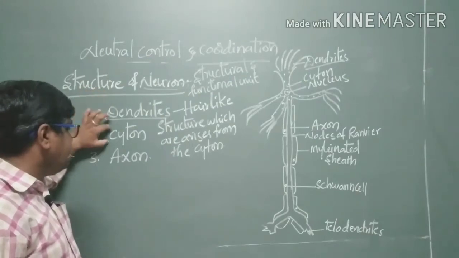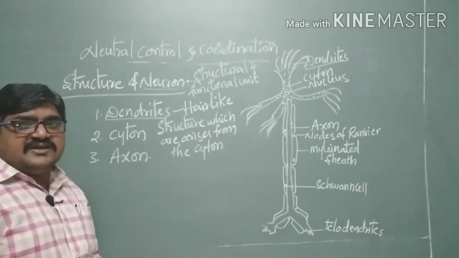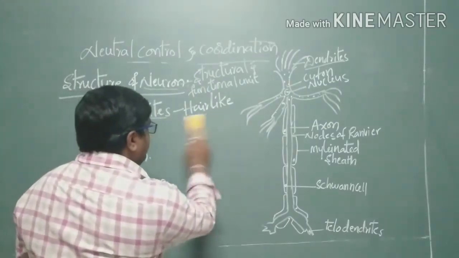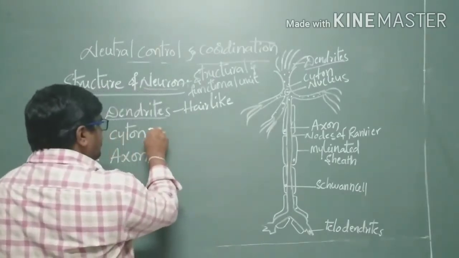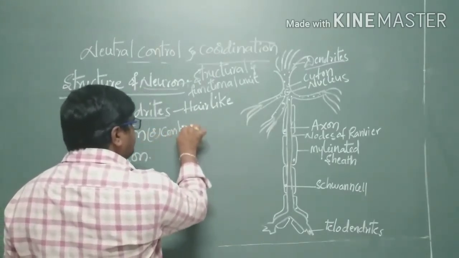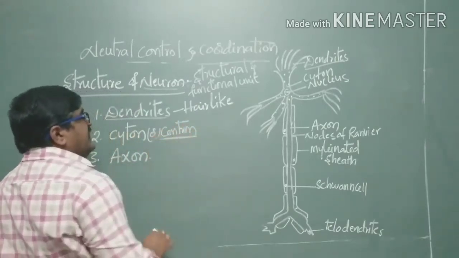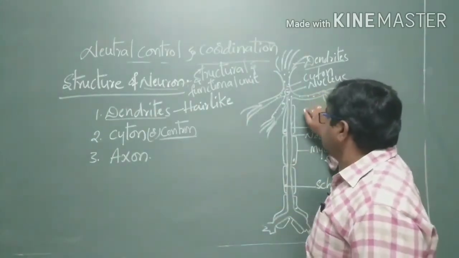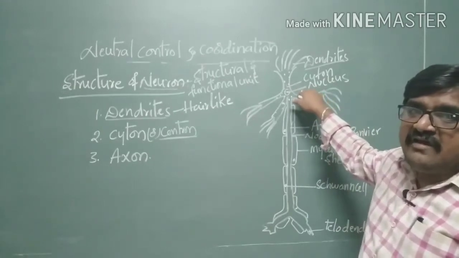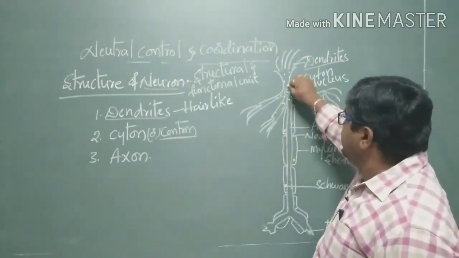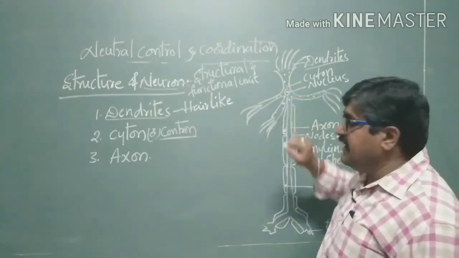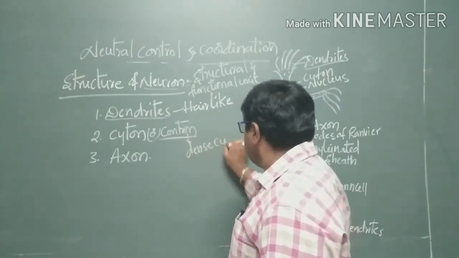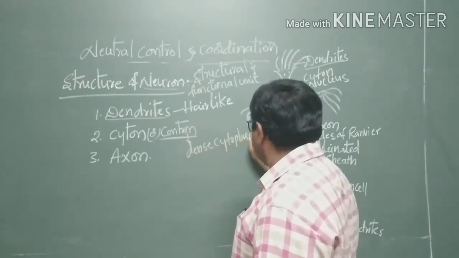Next one is the cyton. The cyton is also called the centron. Why is it called the centron? Because it is placed in the center of the neuron. The cyton consists of a dense cytoplasm.